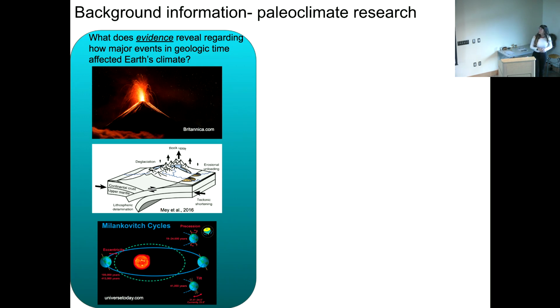So what is paleoclimate research? That's the type of research that a lot of people, myself included, in our group do at UCLA. What does evidence reveal regarding how major events in geologic time affected Earth's climate? We try and find different records going back through geologic time that can inform us how our climate has changed through things like volcanism, tectonic uplift, and things like Milankovitch cycles, which are the way that our orbit changes around the sun over long timescales.